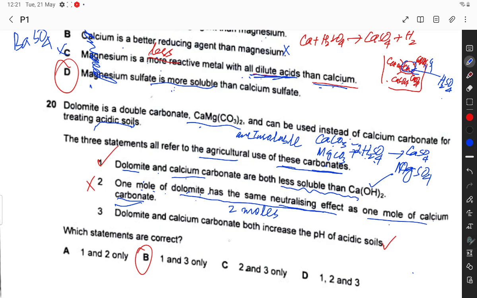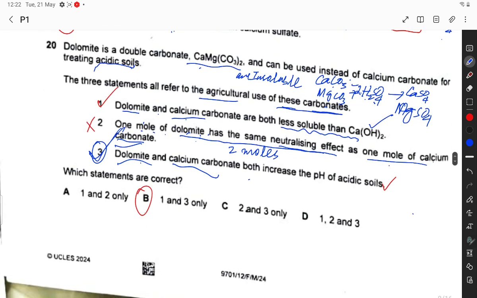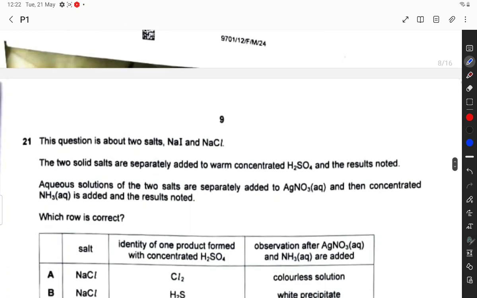Number 3 is dolomite and calcium carbonate both increase the pH of acidic soil. Yes, it is correct. Dolomite and calcium carbonate are both equally used to neutralize the acidity of the soil. So that's why both increase the pH of acidic soil. So this statement is also correct. These statements are correct. So that's why in this case B option is correct, because 1 and 3 are correct.